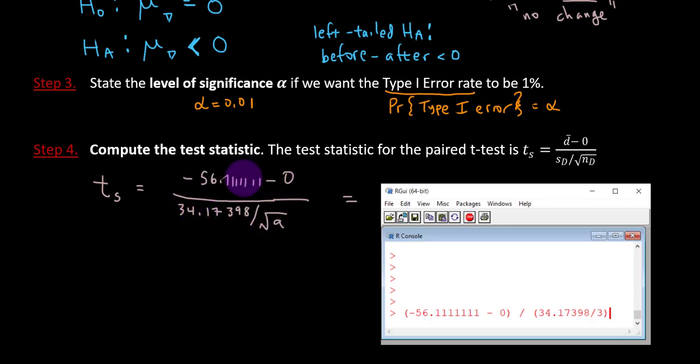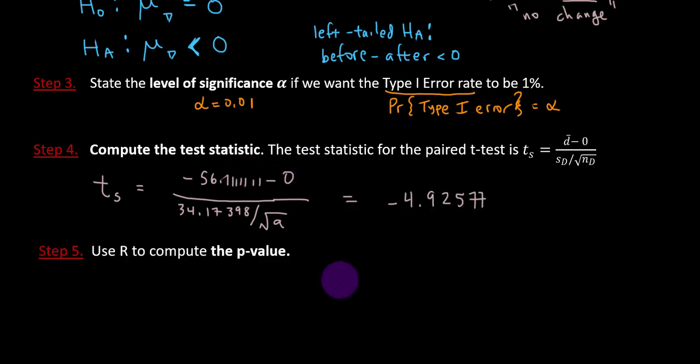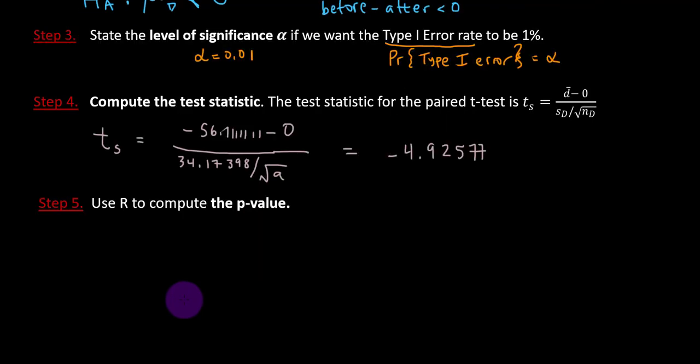Okay, so I've written out our test statistic here, and I have inputted it into R over here. I wrote minus 0 because I was feeling cute, and square root of 9 is 3. Our test statistic, therefore, is negative 4.92. Our next step is going to be using R to compute the p-value. Instead of jumping right into R, I'm going to draw a quick picture. This is the t-distribution with, I need to tell you the degrees of freedom.